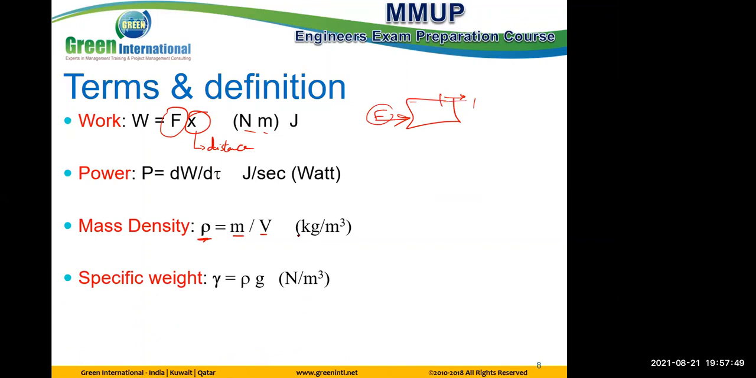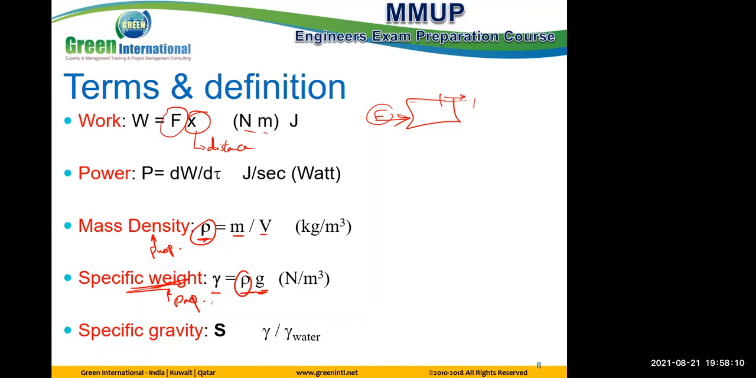Specific weight is equal to rho g. Density actually is a property of the material or any fluid. So specific weight also is a property, because it comes from a property multiplied by a constant. This is specific weight, gamma.